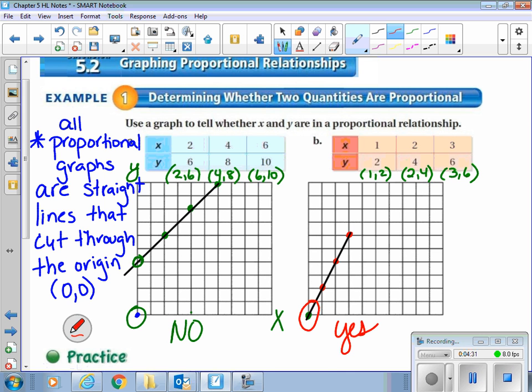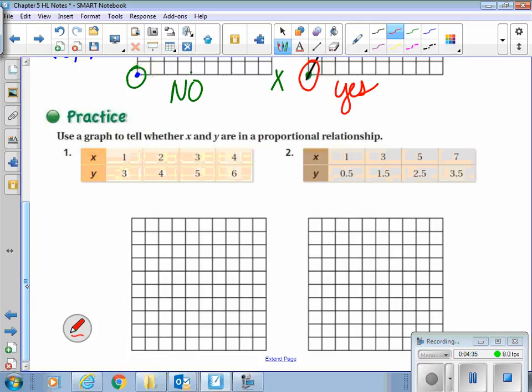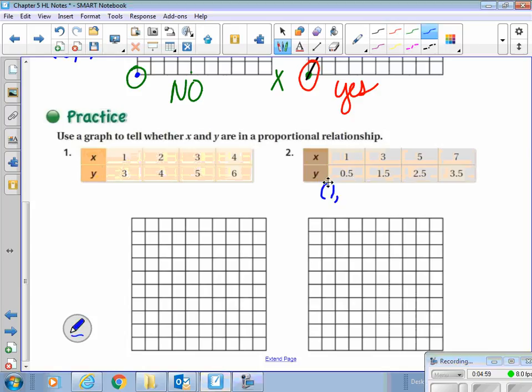So that's what I want you to do on these two practice problems. I want you to go through, I want you to graph each ordered pair, then take a straight edge and see if you can draw a line through all the points. If it cuts through the origin like it did in part B, then yes, it is a proportional relationship. And if it does not cut through the origin, then no, it is not. Now, we've been working with all whole numbers. I want you to take notice of these guys over here, they have some decimals for our y values.